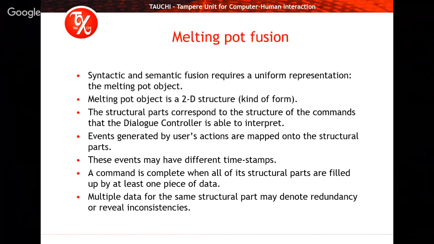So it's this 2D structure, kind of a form. And different parts of it, so columns are basically different kinds of information that can go in there. And time information is included in there. And when all the relevant parts of the melting pot object are filled, then that's the final result.